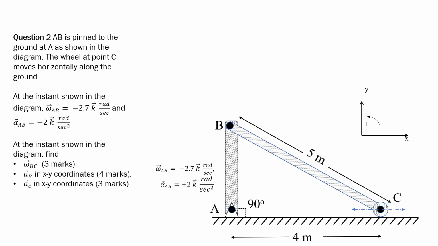The second problem is one where AB is pinned to the ground at A, as shown in the diagram. The wheel at point C moves horizontally along the ground. At the instant shown, you have omega AB, which is minus 2.7 k rads per second. So that's clockwise, according to my notation. And alpha AB, which is positive. You're asked to find omega BC, alpha AB, AC, and you're given particular coordinates for the last two. A, B, and AC have to be in X, Y coordinates.